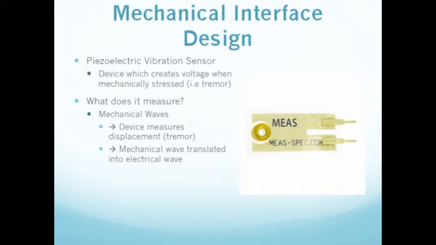In terms of the mechanical interface design, for which we wish to create voltage by inducing mechanical stress in order to properly detect tremors, we will be using a piezoelectric vibration sensor as displayed in the figure to the right. This sensor will be used to measure mechanical waves which are provided by a tremor, and this device works by measuring displacement, which will then translate mechanical waves into electrical waves.